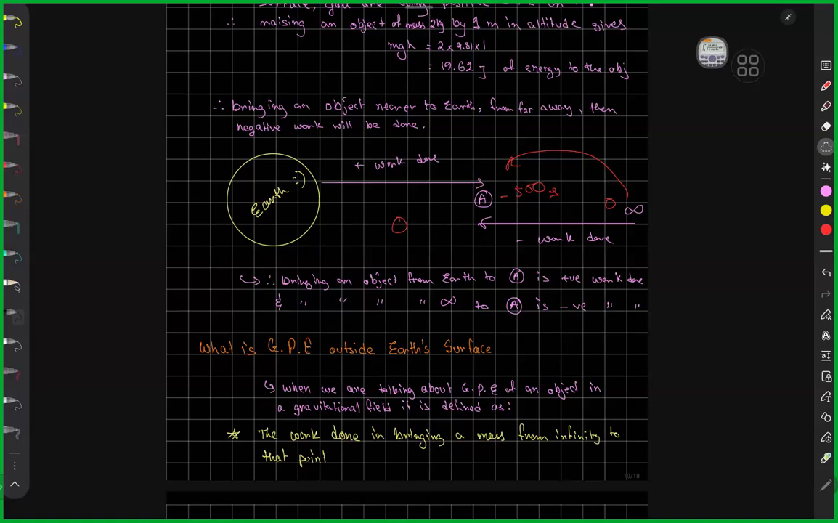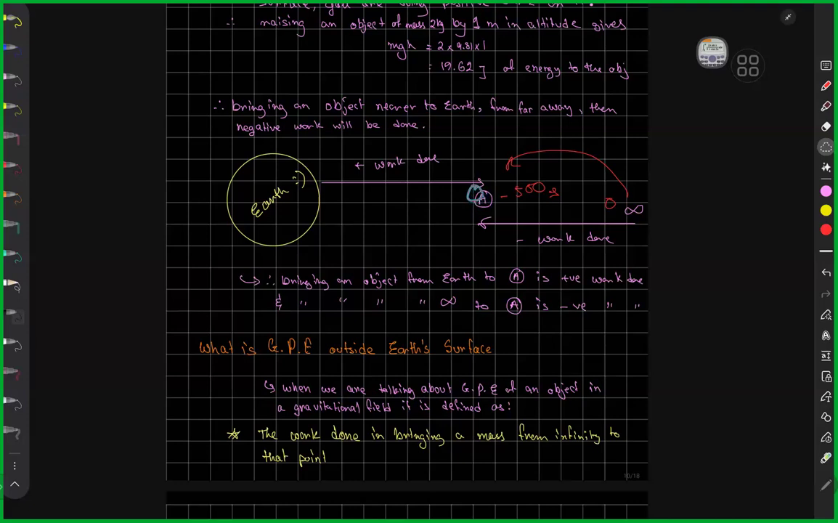Gravitational potential energy only depends on the position. So it doesn't matter what journey this object did, whatever nonsense it did. If it comes back to this position, its gravitational potential energy will be minus 500, irrespective of whatever journey it took. So for this distance, there will be a specific gravitational potential energy. For this distance, there will be a specific gravitational potential energy. So regardless of whatever journey this object did, whenever it is in this same position, it has the same gravitational potential energy.